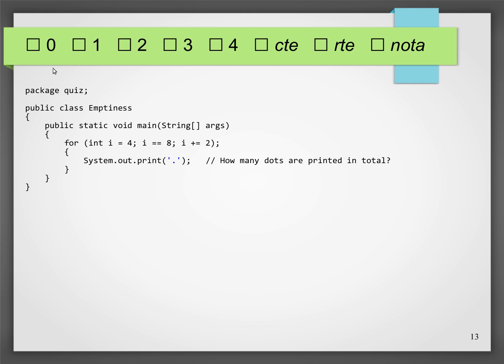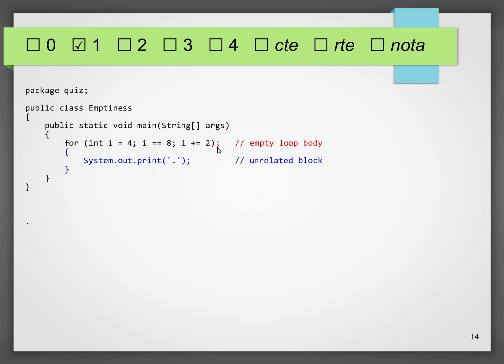Here are some possible answers from 0 to 4, all the usual suspects you see here. So pause the video and try to think about the answer. Okay, so let's look at the answer. I hope you noticed the semicolon.